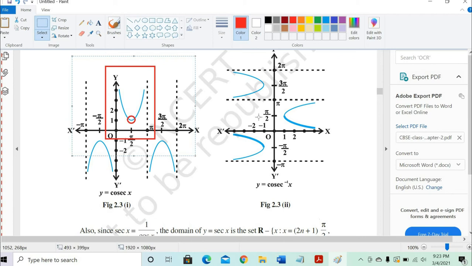X is what? Angle. That's the input. That's the domain. What is the output? Y value is the output. So the y-axis is the real numbers from 0 to infinity and 0 to minus infinity. Got it? Yes, sir. So domain is nothing but the input, and range is nothing but the output. In y is equal to cosec x, y is the output, that is the range, and x is the input. Input is what? Angles in radians.